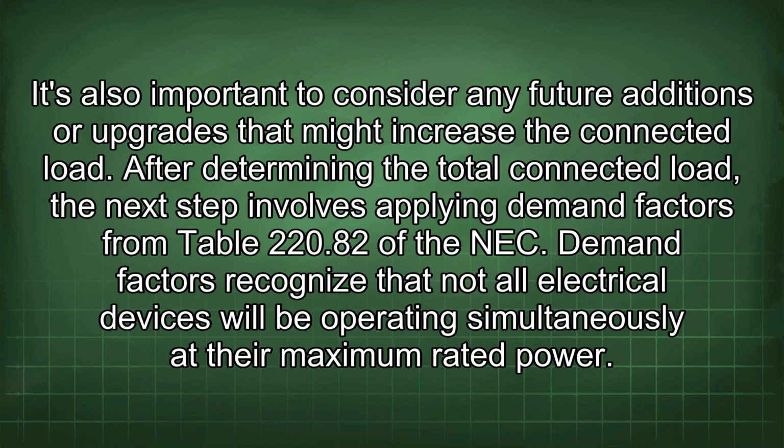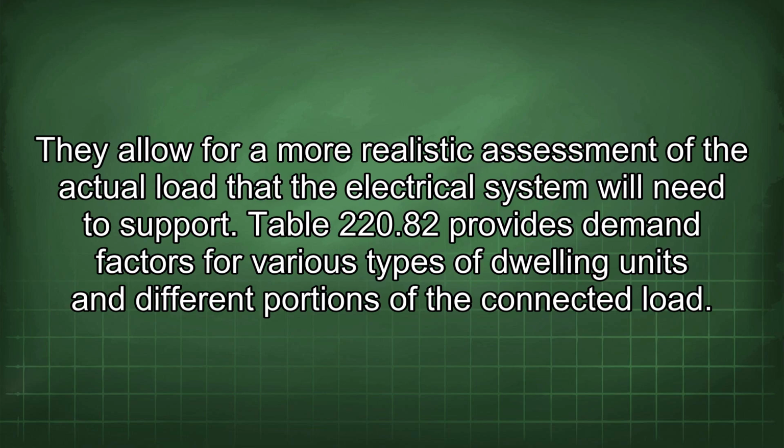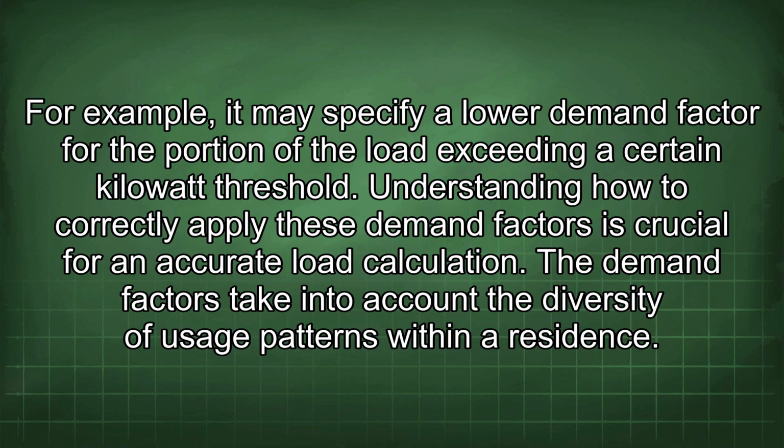After determining the total connected load, the next step involves applying demand factors from Table 220.82 of the NEC. Demand factors recognize that not all electrical devices will be operating simultaneously at their maximum rated power. They allow for a more realistic assessment of the actual load that the electrical system will need to support. Table 220.82 provides demand factors for various types of dwelling units and different portions of the connected load. For example, it may specify a lower demand factor for the portion of the load exceeding a certain kilowatt threshold. Understanding how to correctly apply these demand factors is crucial for an accurate load calculation.